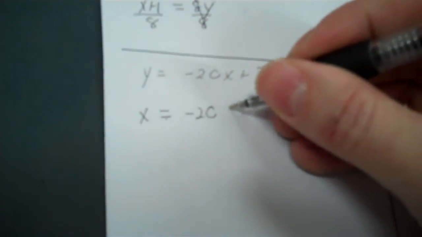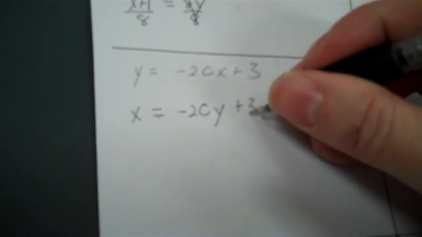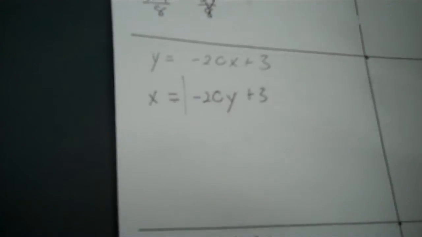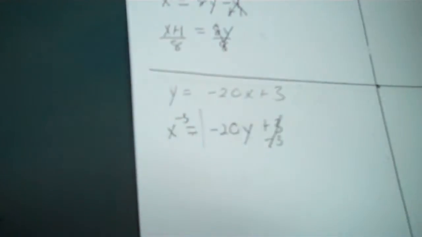Okay, my next one, you've got to switch the variables, so an x goes where the y is at, and a y goes where the x is at. Now you have to get the y by itself. So here's my y. I've got two operations, a times negative 20 and a plus 3. So we need to undo the plus 3. Again, we don't know what x is, so we put minus 3 behind it.